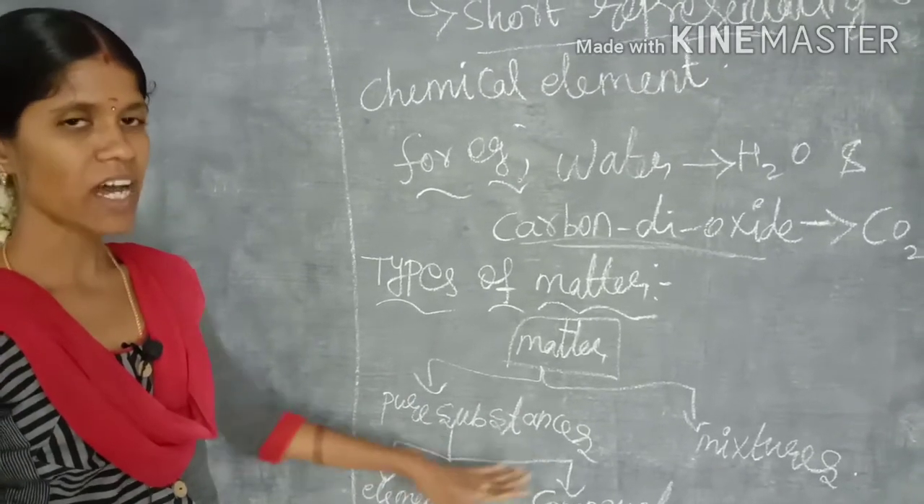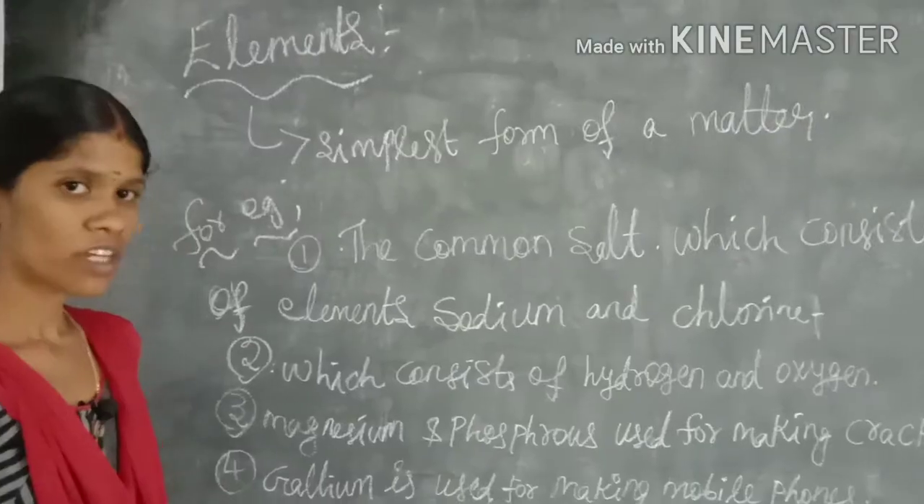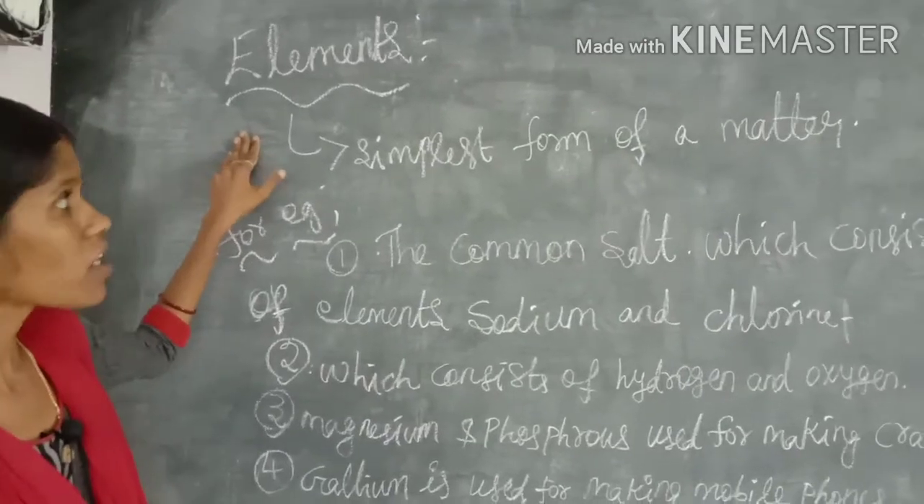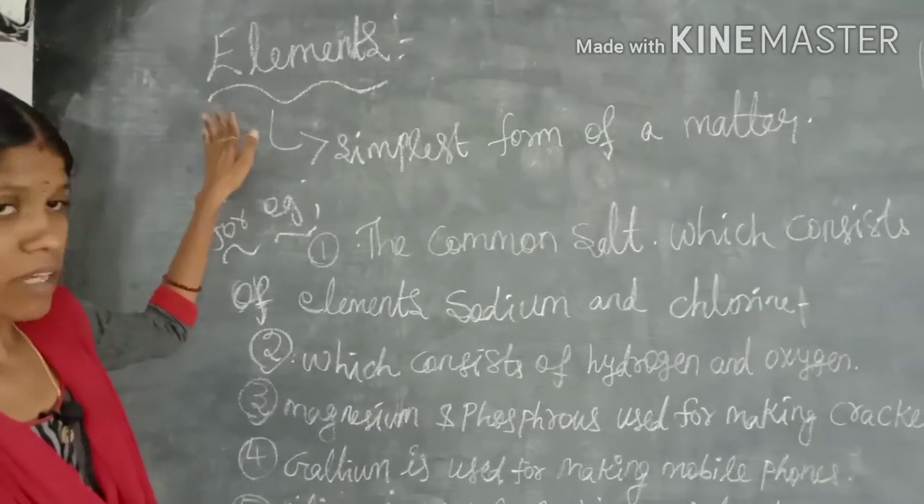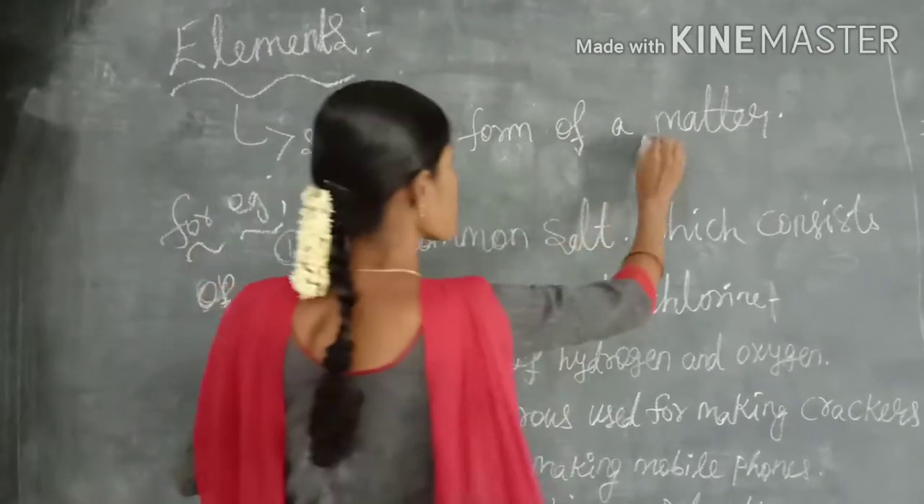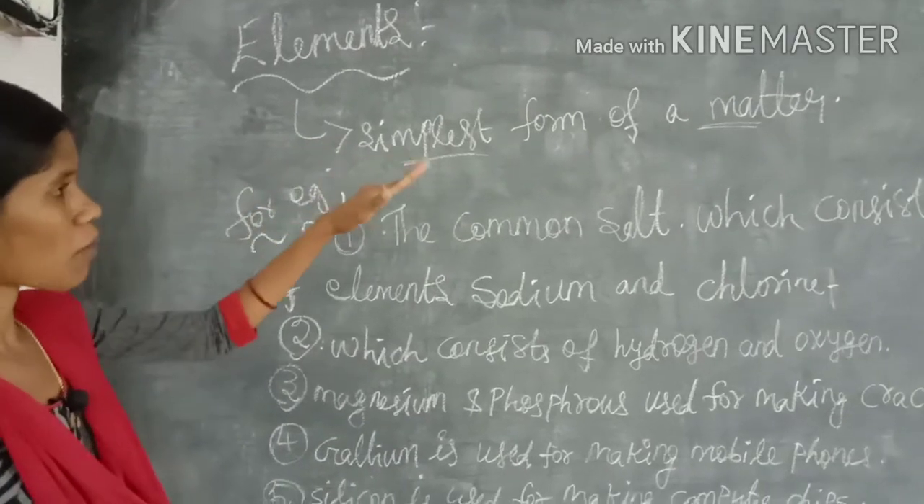One is elements and another one is compound. So next we are going to learn about what is meant by elements, briefly. First, what does element mean? It's the simplest form of matter. Elements are nothing but the simplest form of matter.